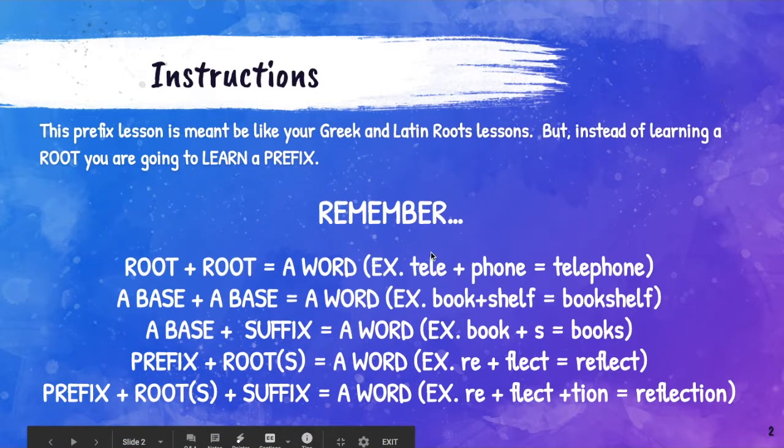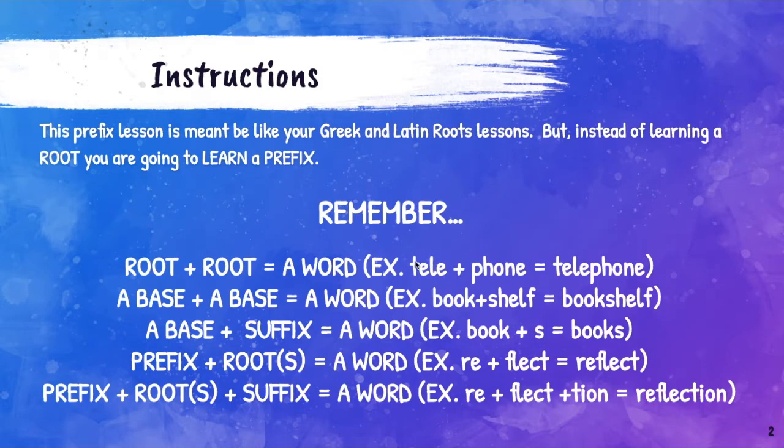So a root plus a root equals a word. So like tele and phone equal telephone. A base and a base equal a word. So book plus shelf equals bookshelf. So base words are words that can stand alone, or sometimes you can combine them to make new words. Whereas a root cannot stand alone by itself.